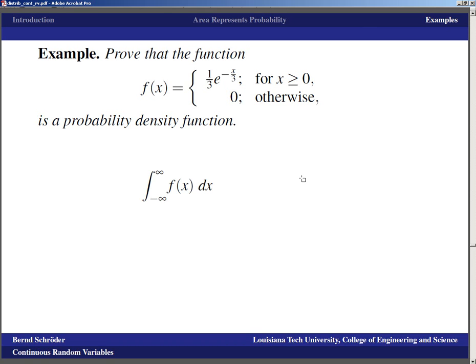So typically, the only step we really have to worry about is that we have to compute the integral of the function from negative infinity to infinity of f(x) dx.